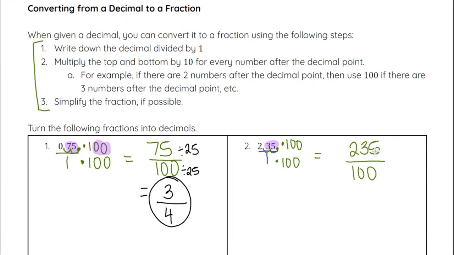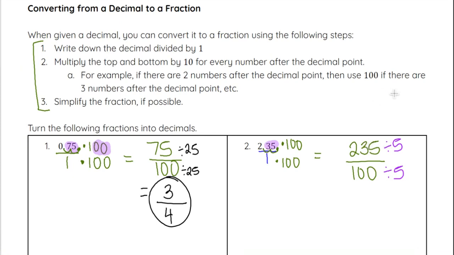Now, 25 won't go into 235, so we can't use that. But I noticed that both of these end with either a 5 or a 0. So if you know those divisibility rules, then you know you can divide each of these by 5. And even if that isn't the biggest number you can divide by, if you can at least start somewhere, you can get smaller numbers to work with and then continue to divide from there if needed.